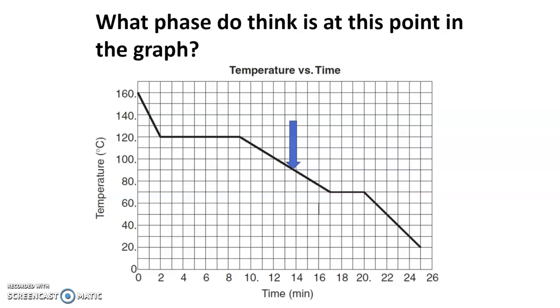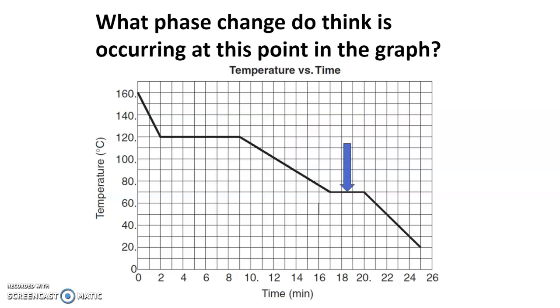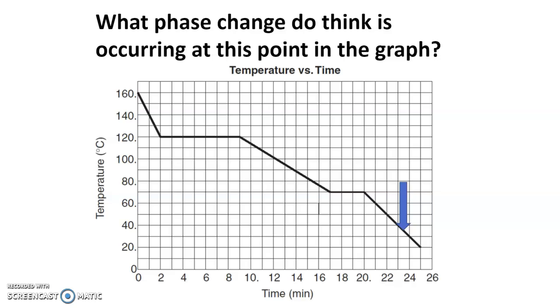Now we're cooling it down even further. This is going to be our liquid phase. We're cooling our liquid and getting it colder and colder. And then we get to this next plateau, which is another phase change. What do you think this phase change is? This is freezing. So it's going from a liquid to, of course, this last phase, which is a solid. And then we can keep cooling the solid down as far as we want to, and there won't be any more phase changes.